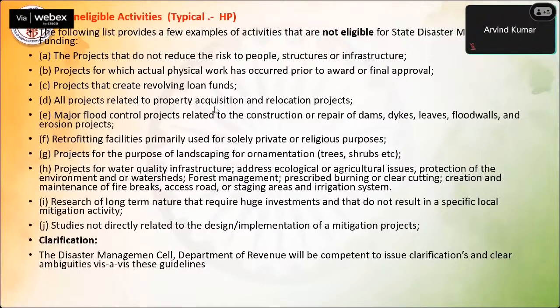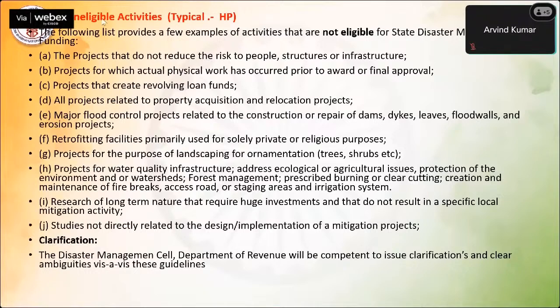These are ineligible activities and eligible activities. These are the activities which are accepted under the project, and these are the activities not accepted under the project. So these are ineligible. The following list provides a few examples of activities that are ineligible for state disaster management funding for one typical state. Now, this should not be taken as universal. One state government plan, the Himachal Pradesh plan, gives a list of projects which are not eligible. It is listed here. You can have projects that do not reduce the risk, projects which are for actual physical work, projects that create revolving loan funds, et cetera.